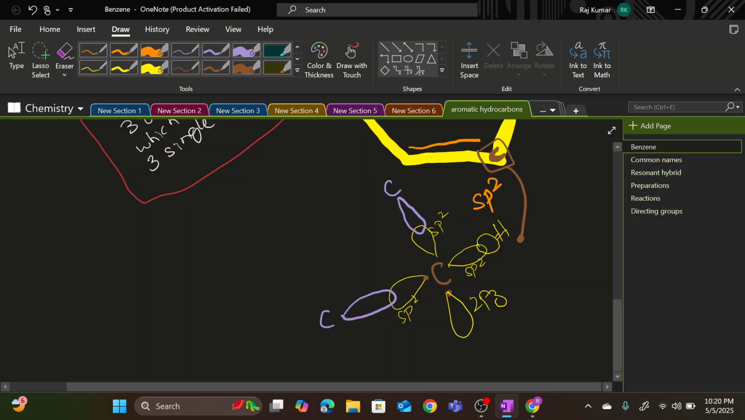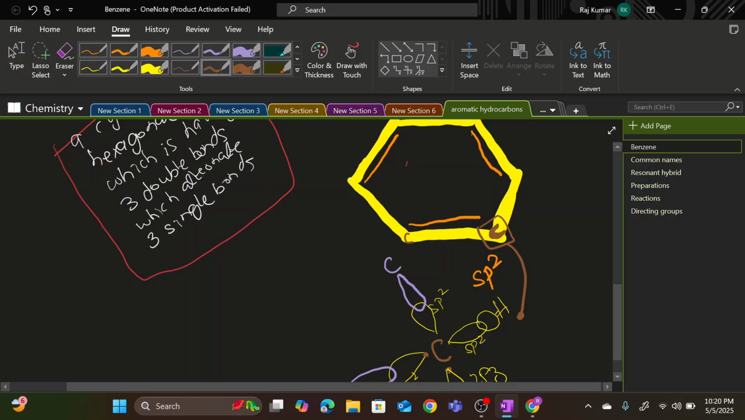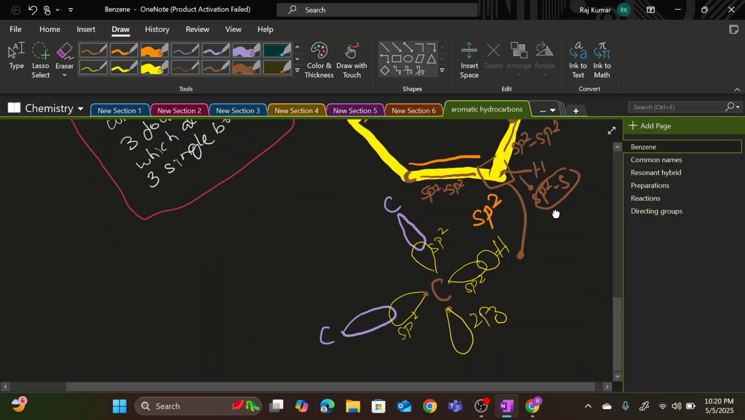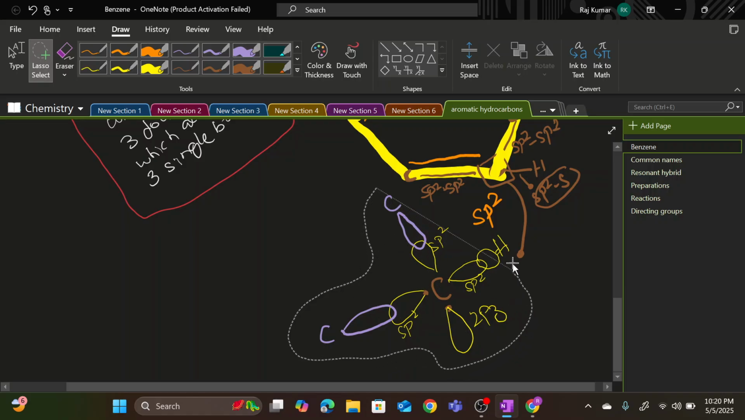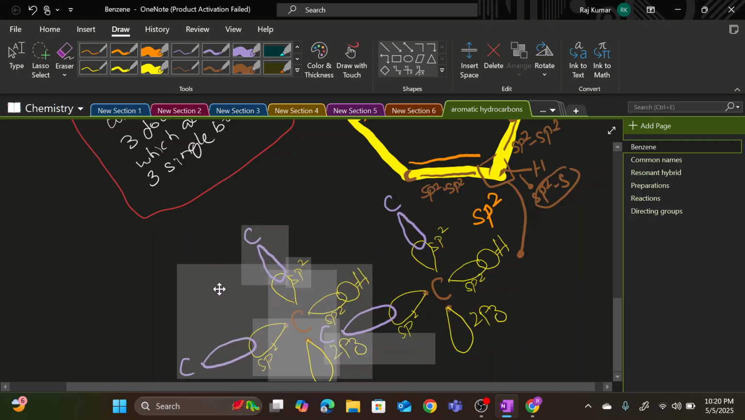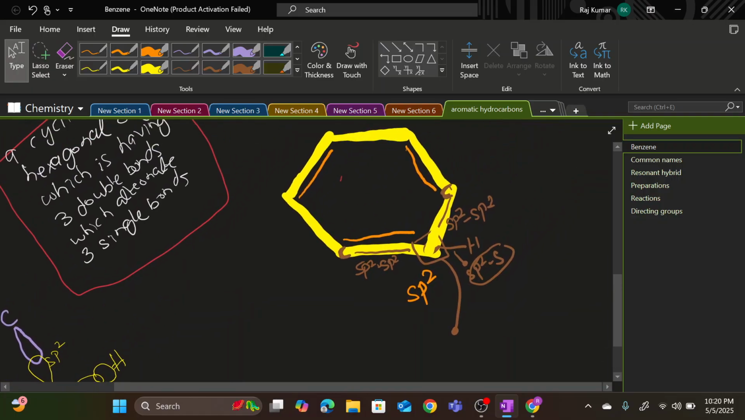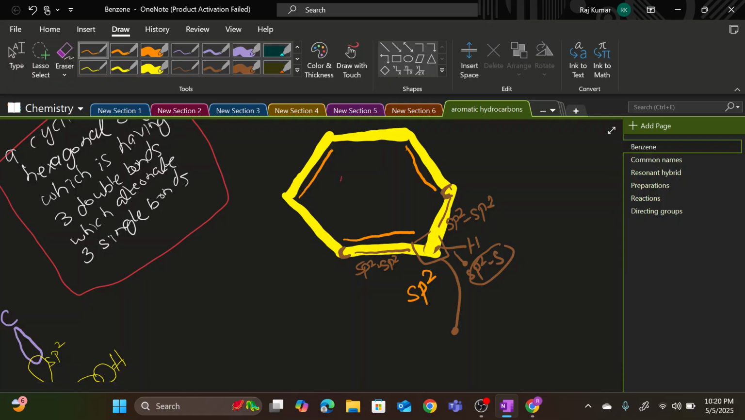So if you just take this structure out, we will basically find one carbon here, one carbon here as well at the edges. At this point there would be an sp2 bond. Here there would be an sp2 bond, and it is having a hydrogen attached to it, and that bond would be an sp2-s bond. And essentially we are going to have the pi bonds which would be overlapping.